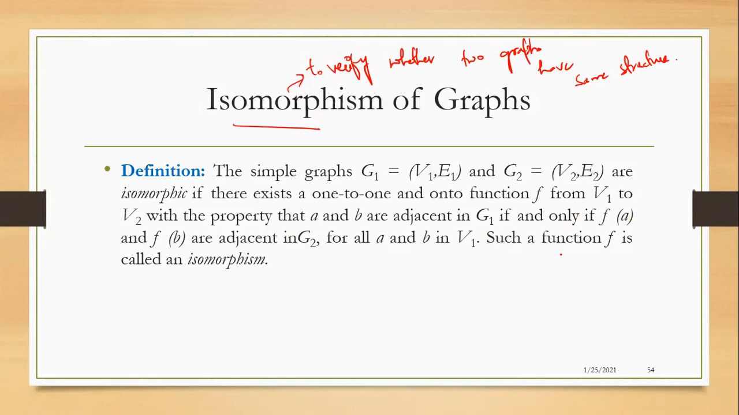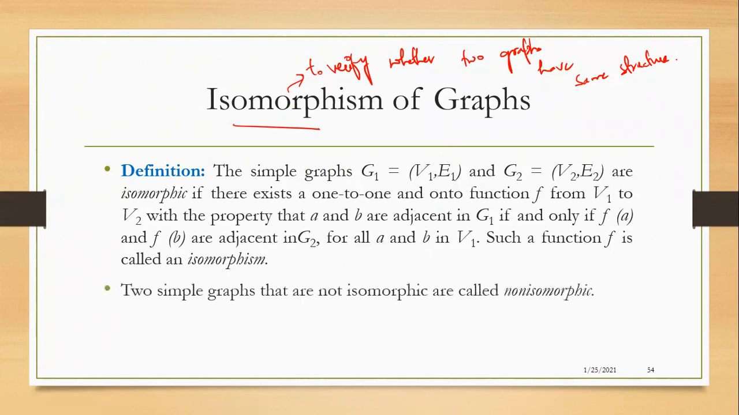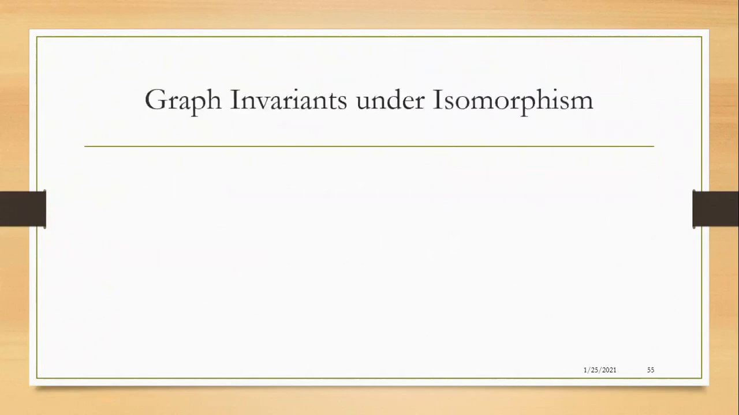Now what does this mean? This means that two simple graphs are isomorphic if there is a one-to-one correspondence between the vertices of the two graphs that preserves the adjacency relationship. Before seeing the example, if two graphs are not isomorphic, we call them non-isomorphic. After that, graph invariants under isomorphism.